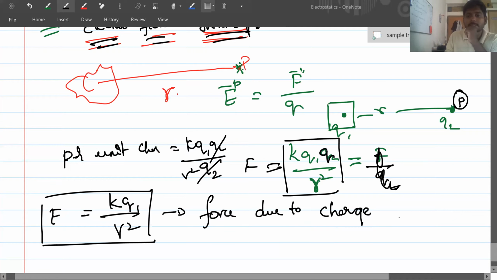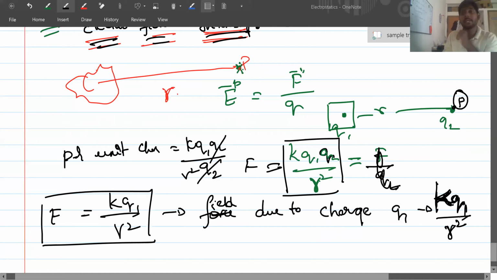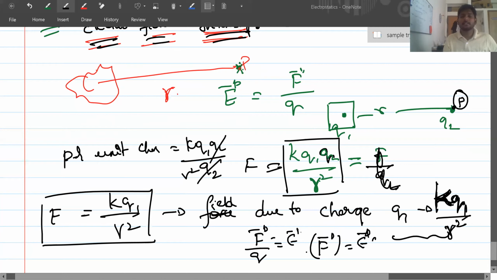That means the field due to charge Q1 is K Q1 by R square. Got it? So what is the advantage of finding out this field, sir? If you know the field, force F by Q is equal to E, right? So if you know the field, F is equal to EQ. Got it? In a number of situations, if the field intensity is known, you can easily write the force.